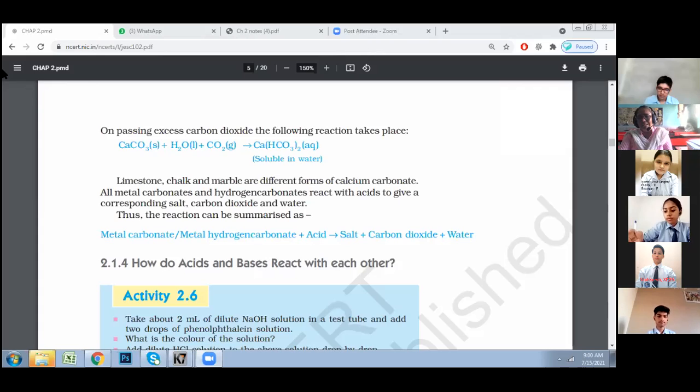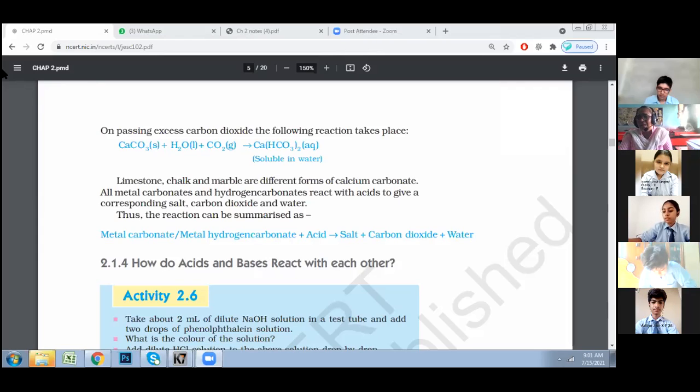The beauty of NCERT is that this type of one-line extra information becomes a question, and you think, where did this come from? Actually, the line is here: limestone, chalk, and marble are different forms of calcium carbonate. Am I clear to everyone? Clear?